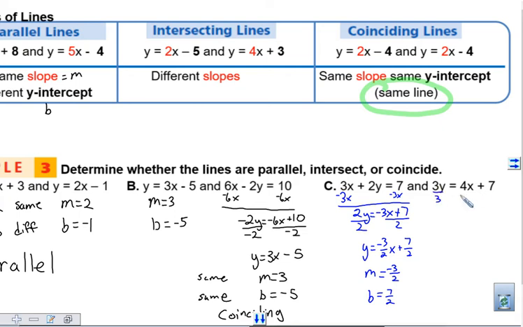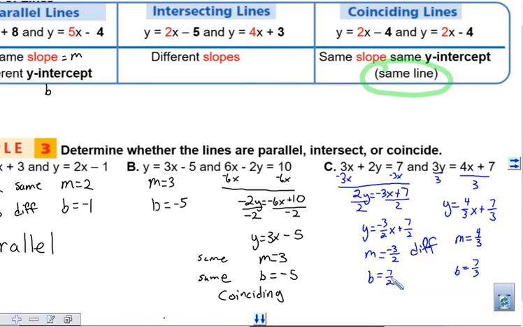We need to divide everything by 3. So we'd end up with y equals 4/3 x plus 7/3. And our slope is 4/3. Our y-intercept is 7/3. Our slopes, -3/2 and 4/3, are different. And when that happens, when both the slopes are different, you know that you have intersecting lines.